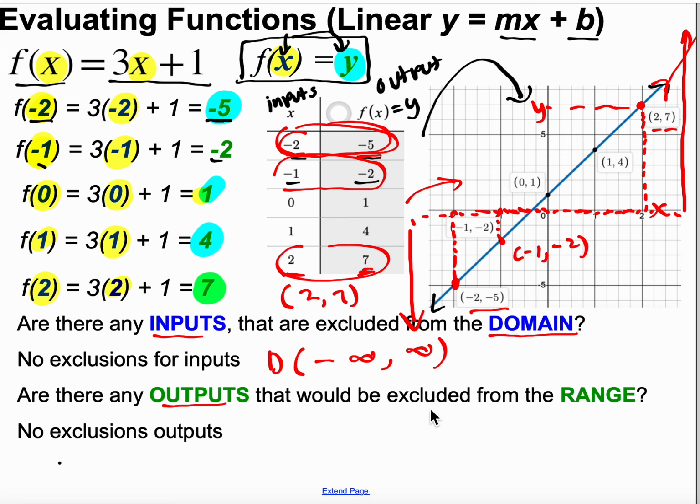And when I look here, are there any outputs that would have to be excluded? Well, no, my outputs keep getting bigger and bigger. These are my outputs, keep getting bigger and bigger on the right. And on the left-hand side, they keep getting smaller and smaller. So my range would be negative infinity to positive infinity as well.